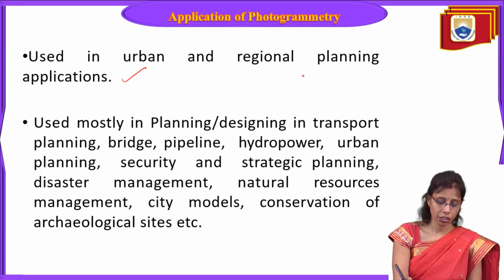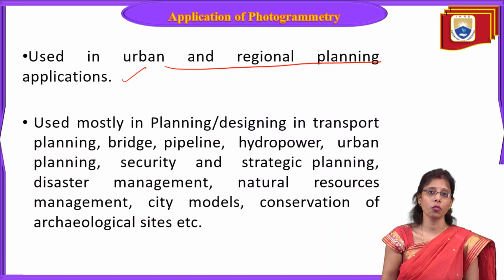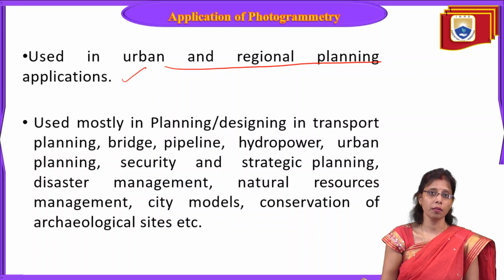So for urban and regional planning, it is very useful because it gives very clear information about the water resource, very clear information about the forest resource, and how much land is vacant, how much land is occupied. Land use and land cover information also helps. It is very helpful to get that kind of information, which helps the planners to take a decision and go for new construction works.